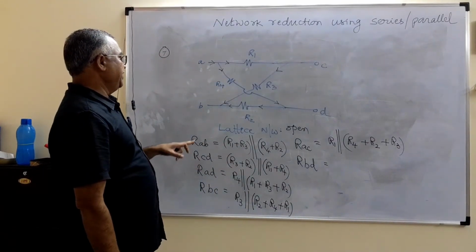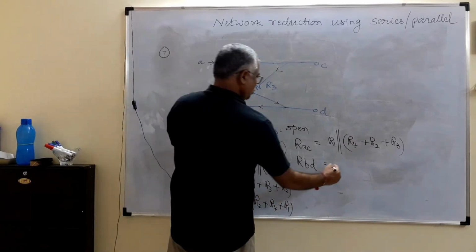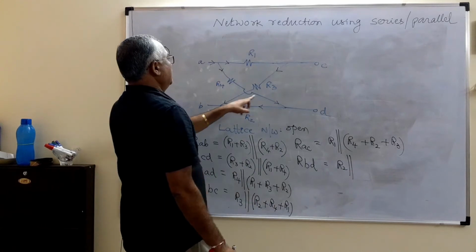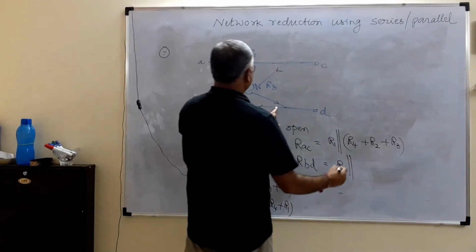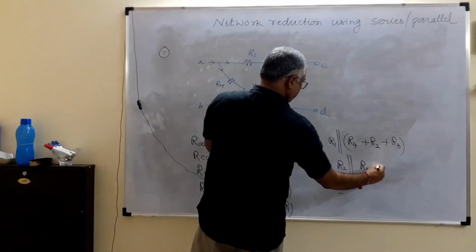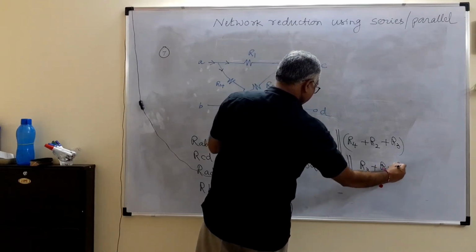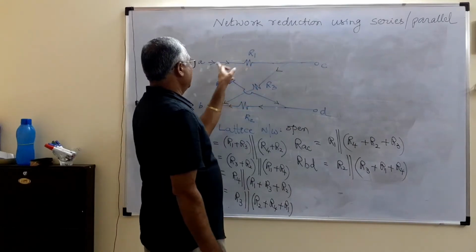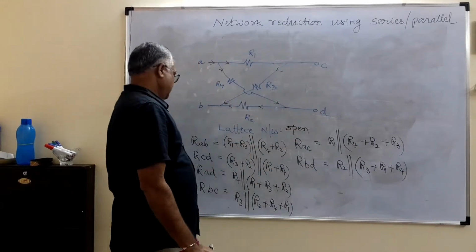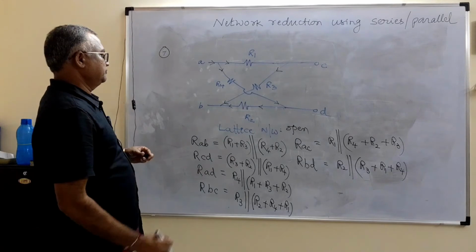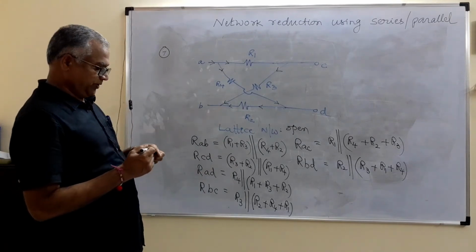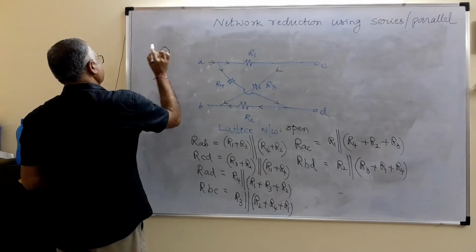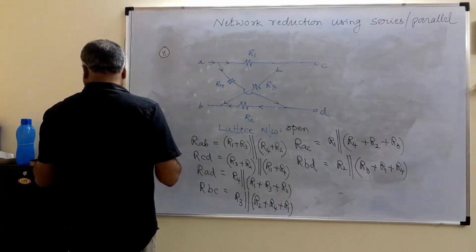Then last RBD, R2 parallel with R3, R1, R4. So like this we can answer. Lattice with open. Then the 8th one, lattice with short.